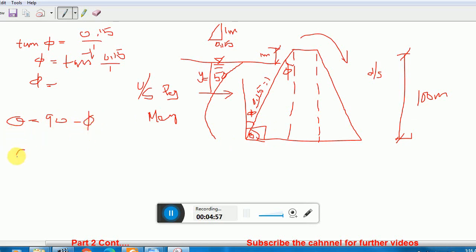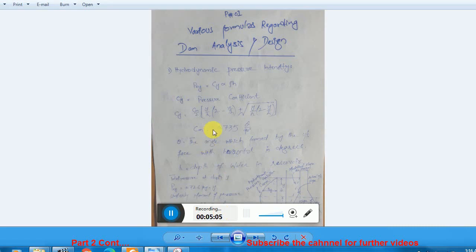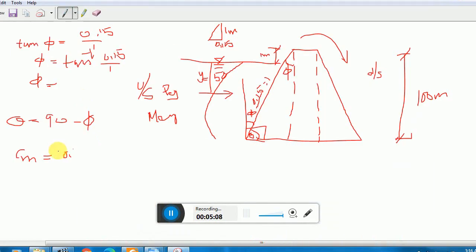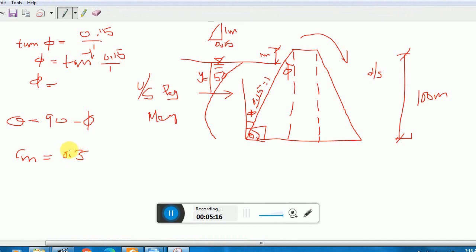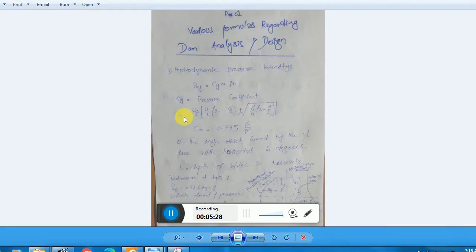Then you determine CM. CM is what? 0.735, theta divided by 90. Okay, 0.735, sorry, 735, and you get theta divided by 90. So this is how we can determine CM. Once you determine your CM, then you need to find out your CY. CM value, y is 50, H is 100 meters, sorry. You do the calculation, you get your CY.